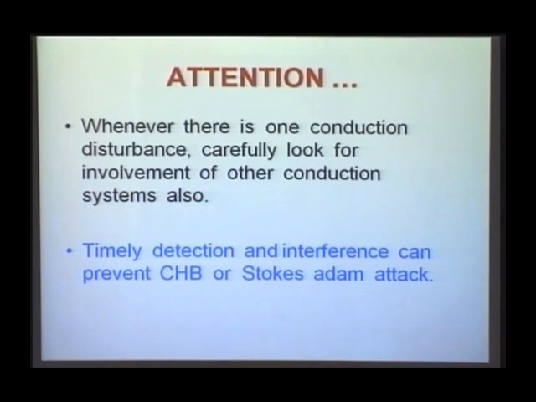So everybody will diagnose left anterofascicular block. They will miss the right bundle branch block with it. Even if they diagnose a left anterofascicular block, they will miss a just prolonged PR interval, which may indicate a partial disease in the posterior fascicle. So this is the important lesson you must learn. Timely detection and intervention can prevent complete heart block and Stokes-Adams attacks in future. So that finishes the first chapter.